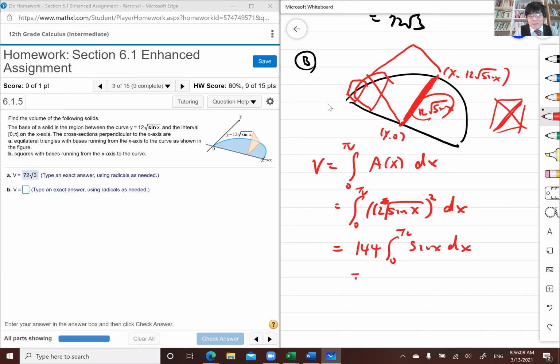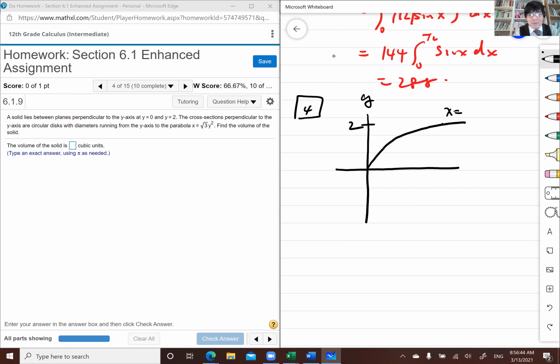Now next problem, number 4. A solid lies between the planes perpendicular to the y-axis at y equal to 0 and 2. Now this one is actually a cross-section perpendicular to the y-axis, so we have to consider it in this way. So you have some kind of parabola in this direction. So this expression is x equal to the square root of 3y squared. And the cross-section is perpendicular to the y-axis.